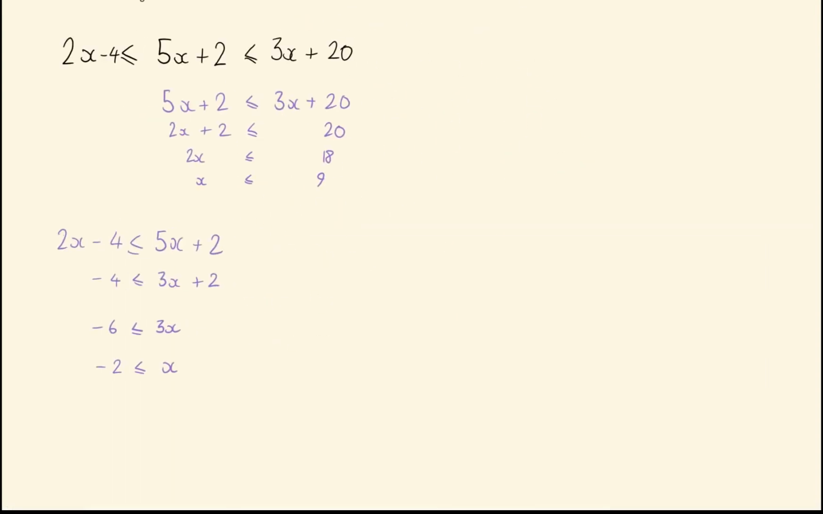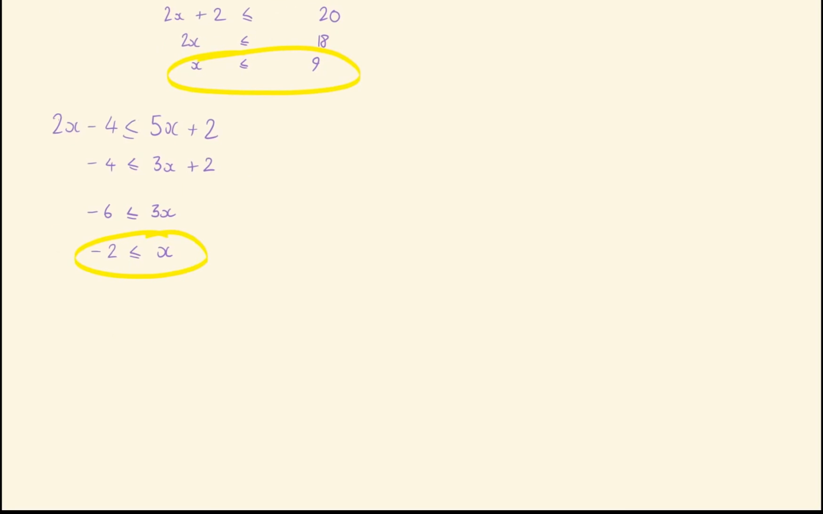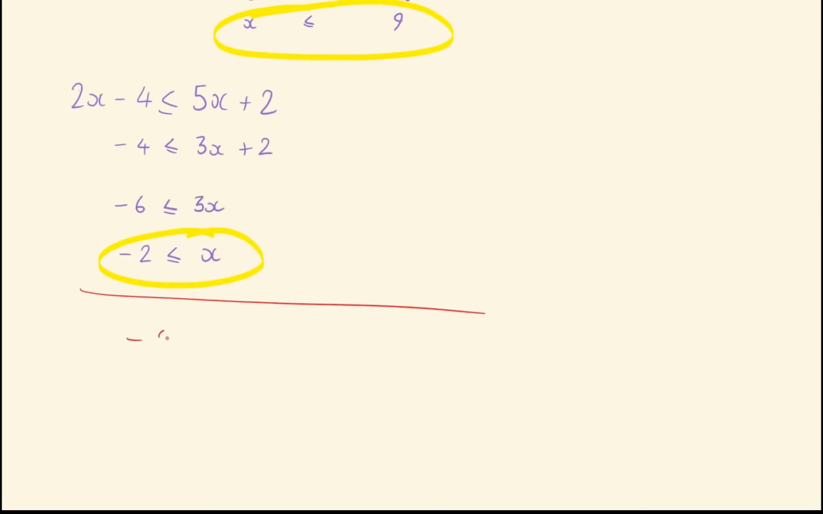Now once we've done that, we have solved both these inequalities. We're just going to merge our answers together. So your overall answer is going to be minus 2 is less than or equal to x, which in turn is less than or equal to 9.